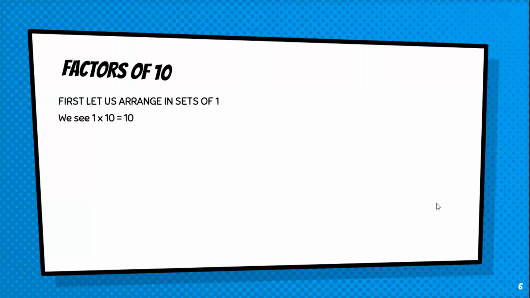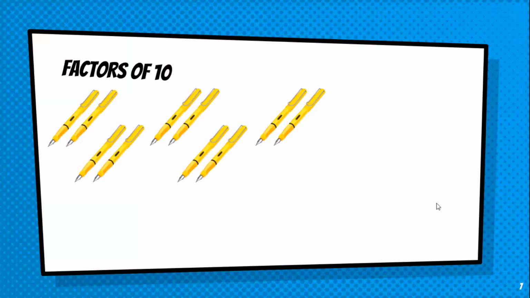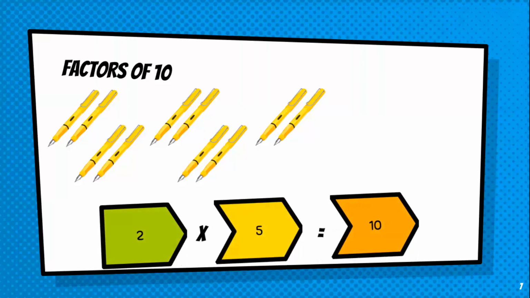Let us try with sets of 2. Will that work? Let's see. So here you can see I've drawn sets of 2. So how many sets do I have? 1, 2, 3, 4 and 5. I have 5 sets of 2. No pen is left out. So I have all equal sets. This gives me 2 multiplied by 5, which is equals to 10.